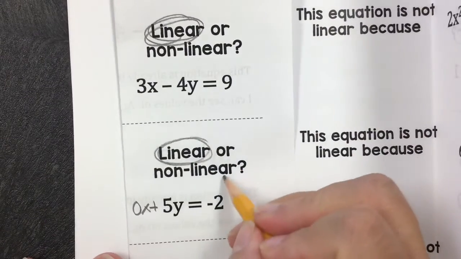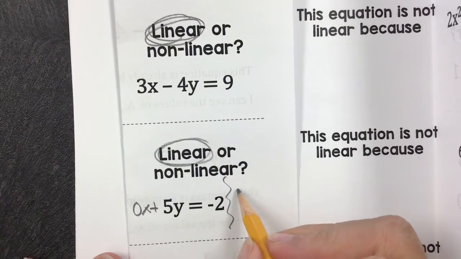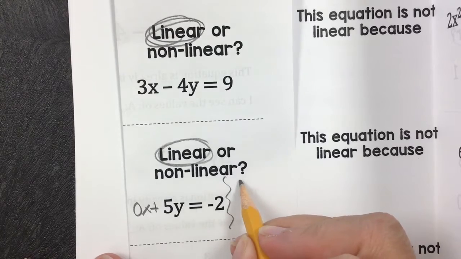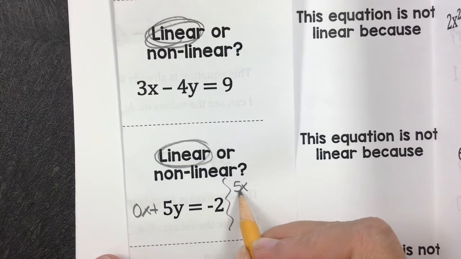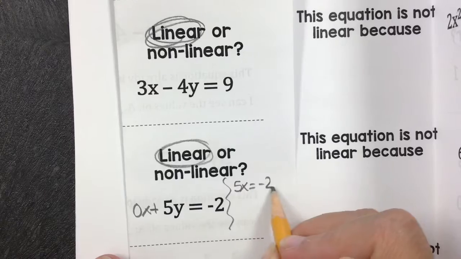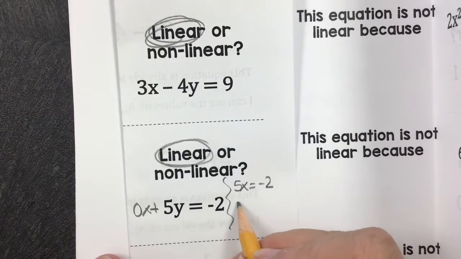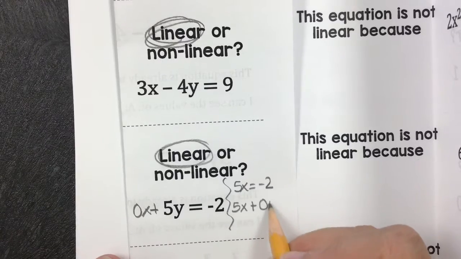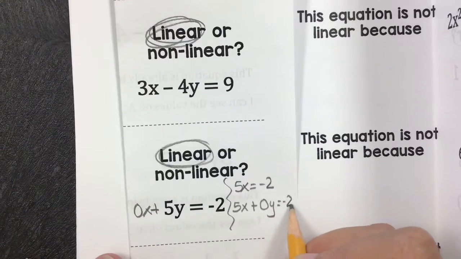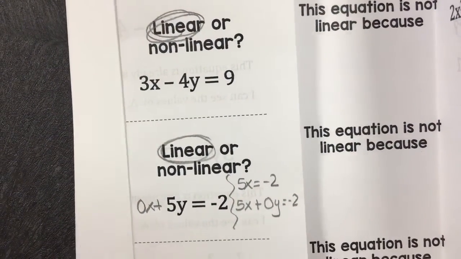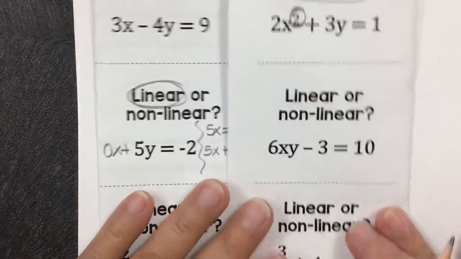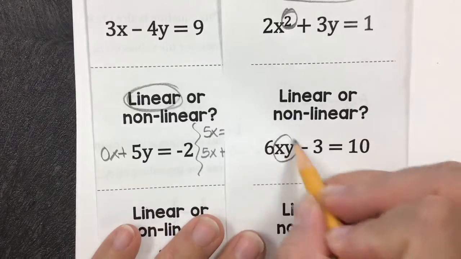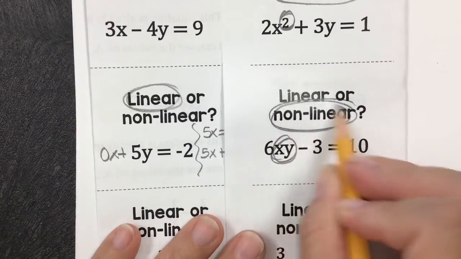The other one I want to bring your attention to is when you have something like 5x is equal to negative 2. If you have this, it's sort of the same situation. You could have 5x plus 0y is equal to negative 2, and it's still a line. It's still linear. On this side, we can't have them multiply together like this. Then this is nonlinear.